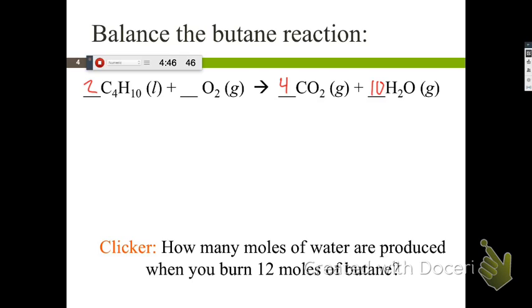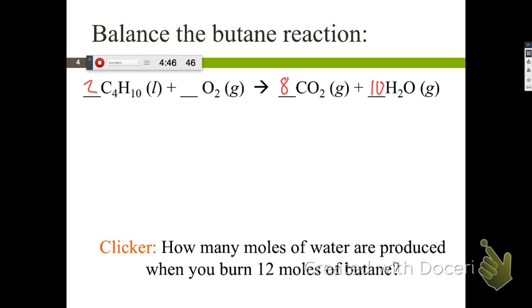Once we've done enough practice, you might be able to look over here and be like, well, this needs to be even, but there needs to be a multiple of 10. So then we can do that as 5 or 10 water molecules. Okay? What do we end up doing with our CO2s then? Double that. So we have 2 butanes. That means that we end up making 8 carbon dioxides.